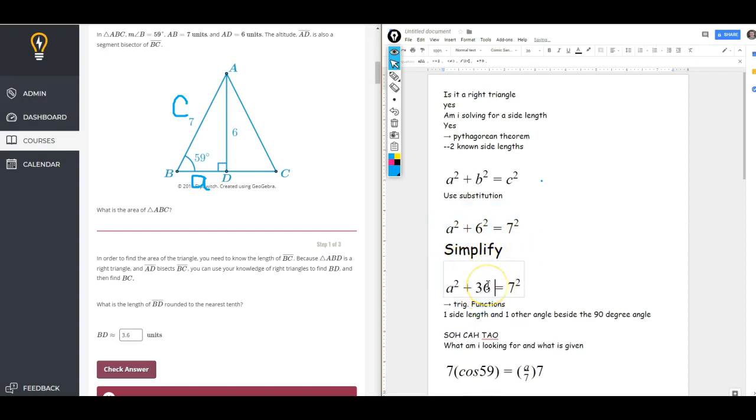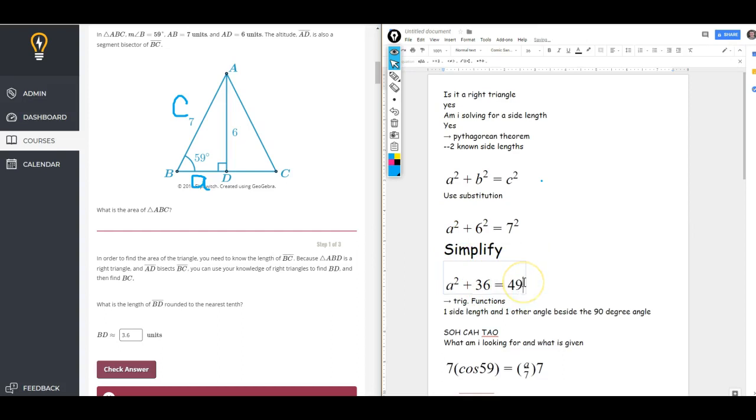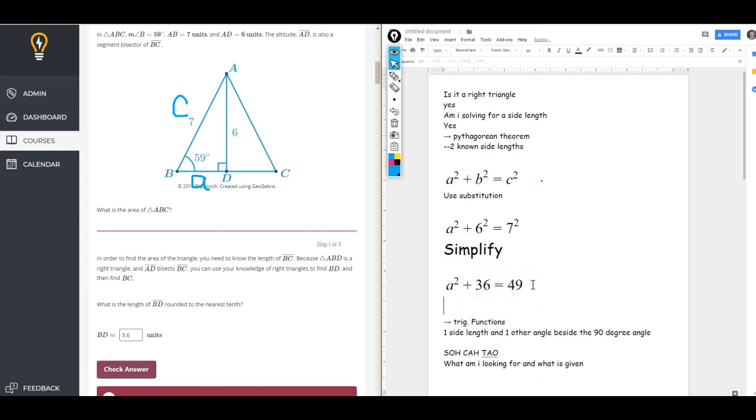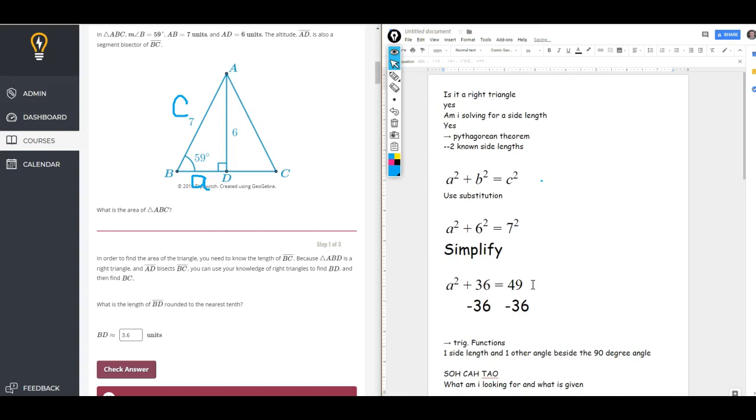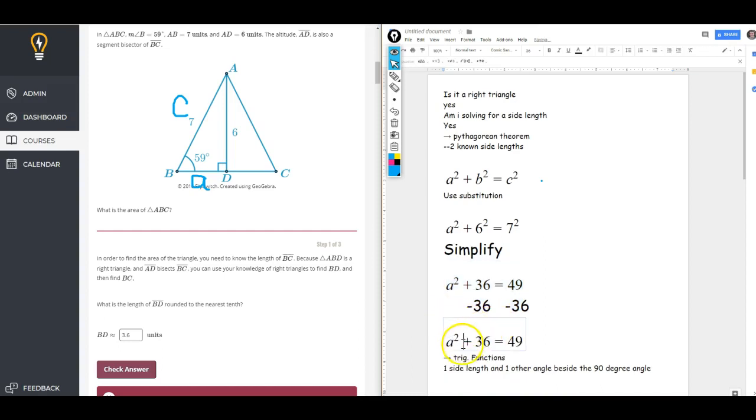6 squared is 36 and 7 squared is 49. So then we would end up with a squared plus 36 is equal to 49. We're going to keep simplifying. I want a by itself, so I'm going to subtract 36 from both sides. And we have a squared. 36 minus 36 is 0, so I'm not writing it. And 49 minus 36 is 13.